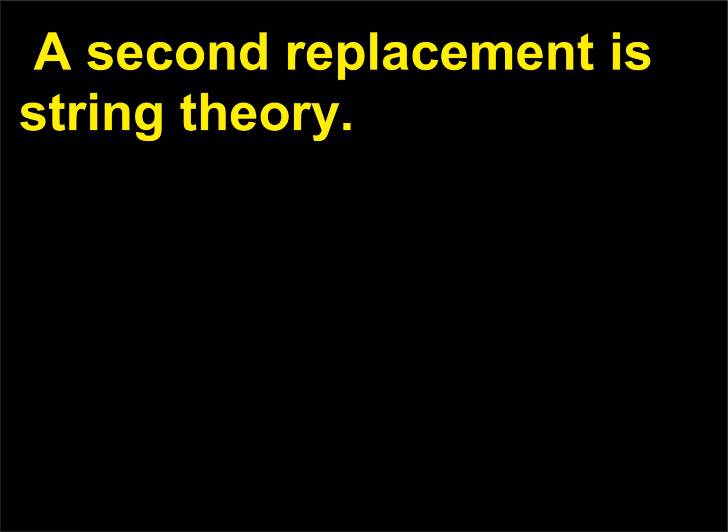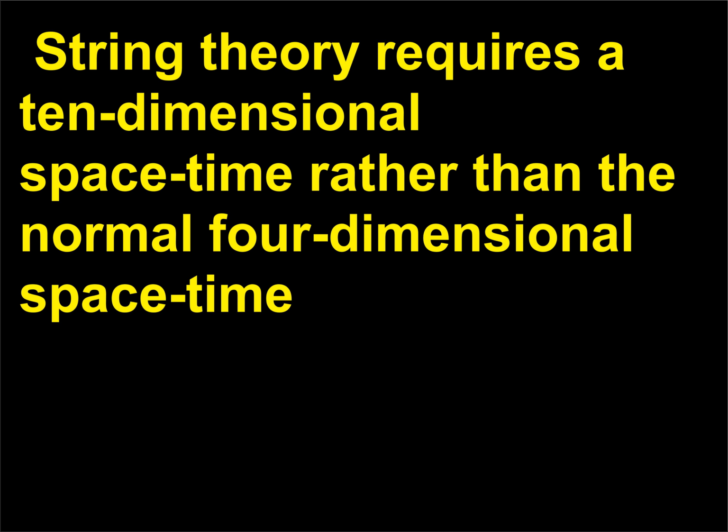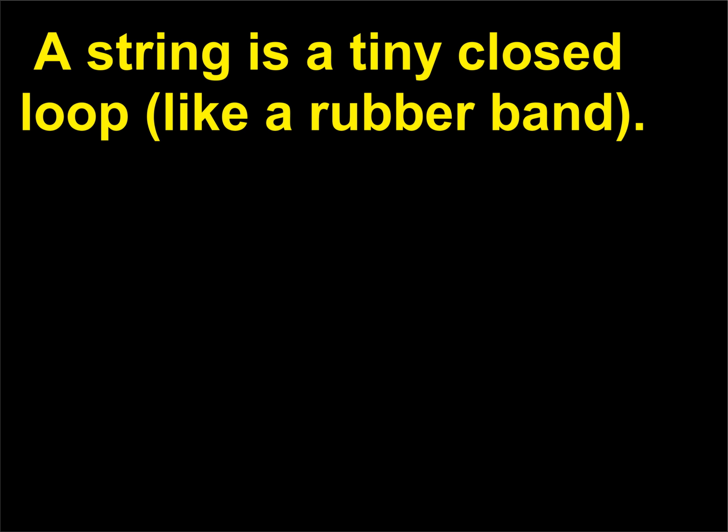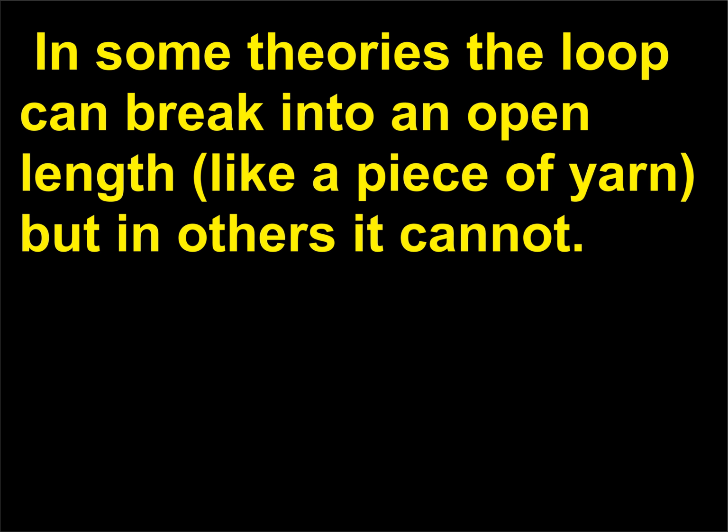A second replacement is string theory. String theory requires a 10-dimensional spacetime rather than the normal 4-dimensional spacetime: 3 spatial dimensions and 1 time dimension. A string is a tiny closed loop, like a rubber band. In some theories, the loop can break into an open length, like a piece of yarn, but in others it cannot.